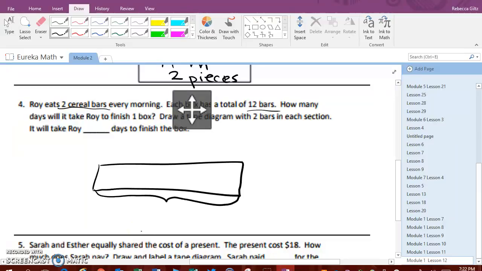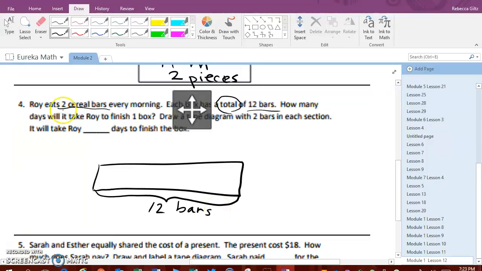So do I know how many total bars there are? It's 2 every morning. Each box has a total. Ooh, there's a clue word. Total. So I'm going to write my total bars down here. 12 bars. Okay.